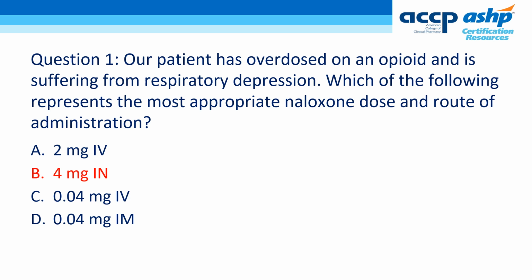The correct answer is B. The patient does not have intravenous access as he was found on the sidewalk, and the quickest way to administer the naloxone is either intranasally or intramuscularly. The intramuscular dose listed on the slide, 0.04 milligrams, is too low of a dose for a patient in respiratory distress and unresponsive. Therefore, B is the correct answer.